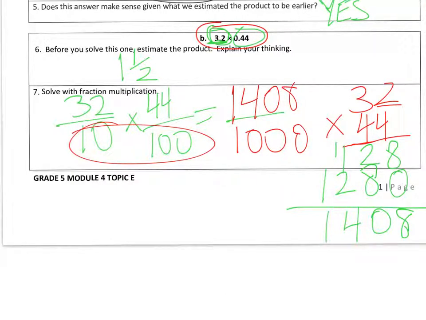So let's think about that. So I've got my 1,408. Well, I know that this 8 belongs in the thousandths place. So let me think. Thousandths, hundredths, tenths, decimal. 1.408 thousandths. Voila.